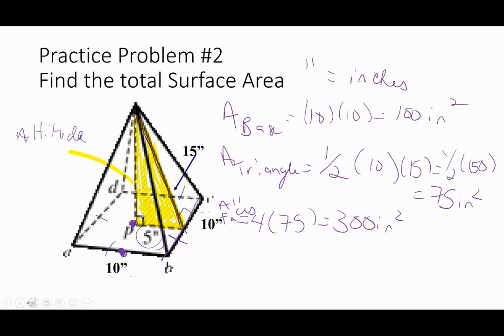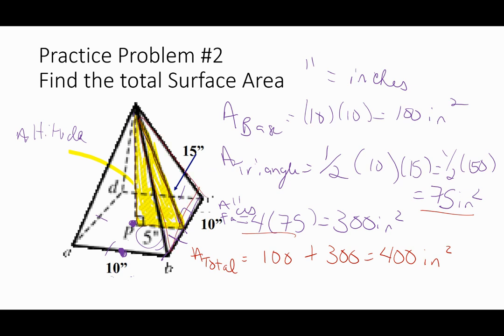And then our area total is equal to 100, that's the area of our base, plus the area of each of our sides, which is 300, which gives us 400 inches squared.